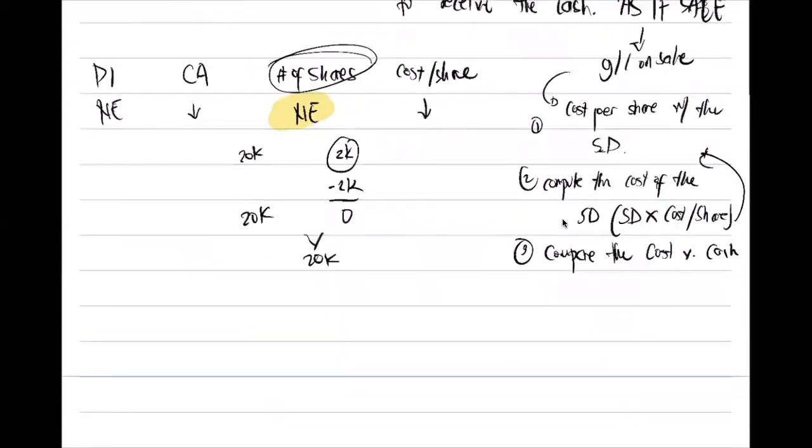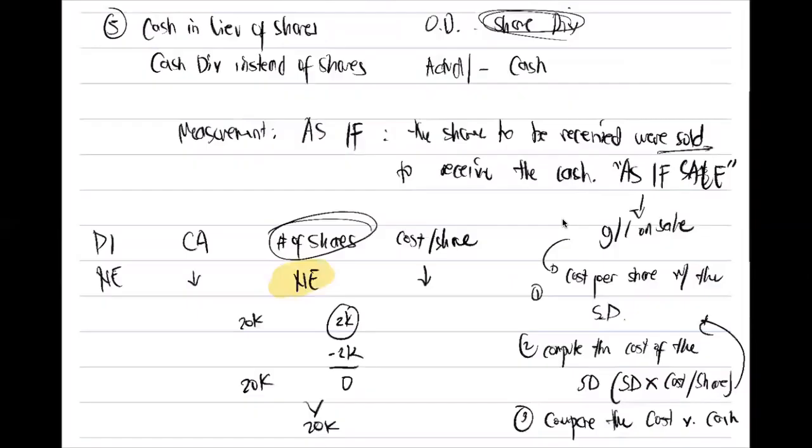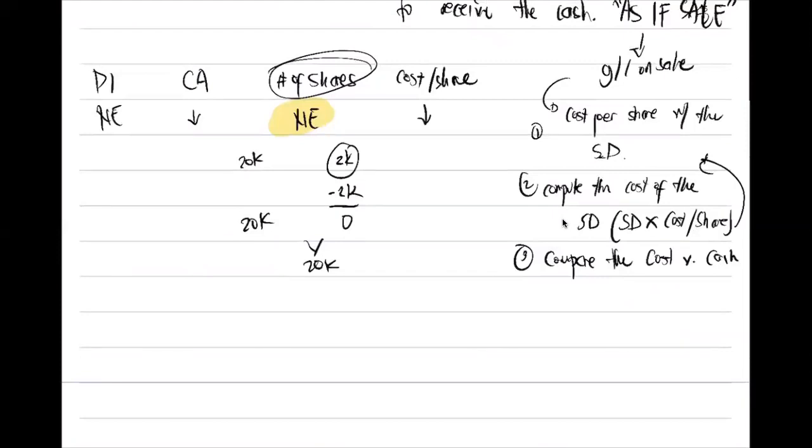Now let's have an example and account for a cash in lieu of shares. So 2A holds 20,000 ordinary shares of ABC company with a 500,000 pesos carrying amount.